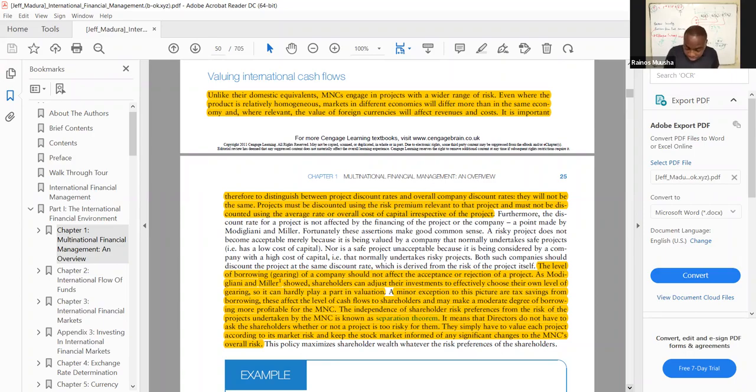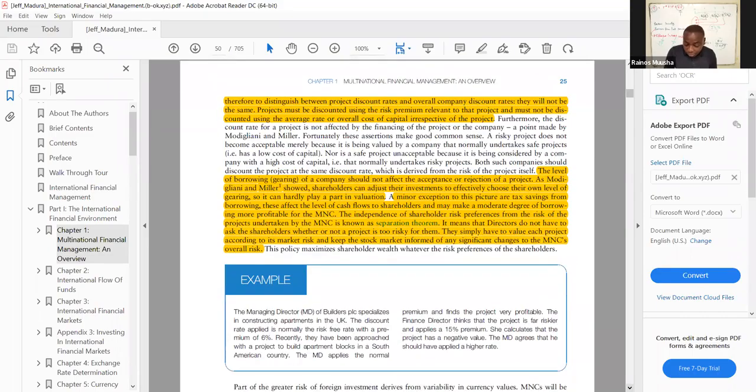So the independence of the shareholder risk preferences from the risk of the projects undertaken by the multinational corporation is known as the separation theorem. So it means that directors do not have to ask the shareholders whether or not the project is too risky for them. They simply have to value each project according to the market risk and keep the stock market informed of any significant changes to the multinational corporation's overall risk as well.